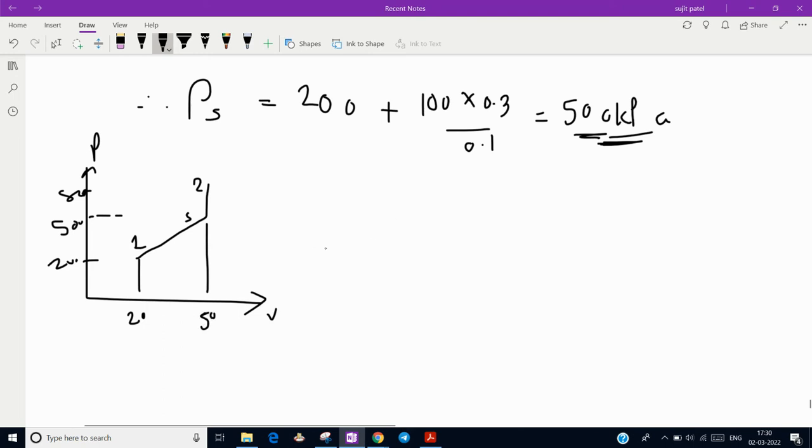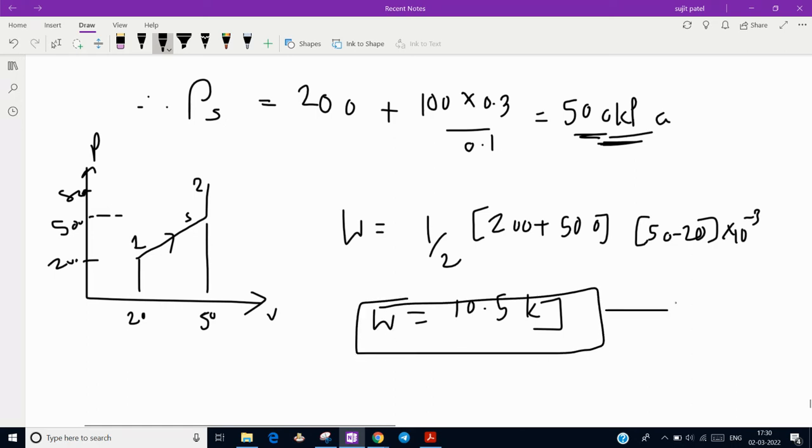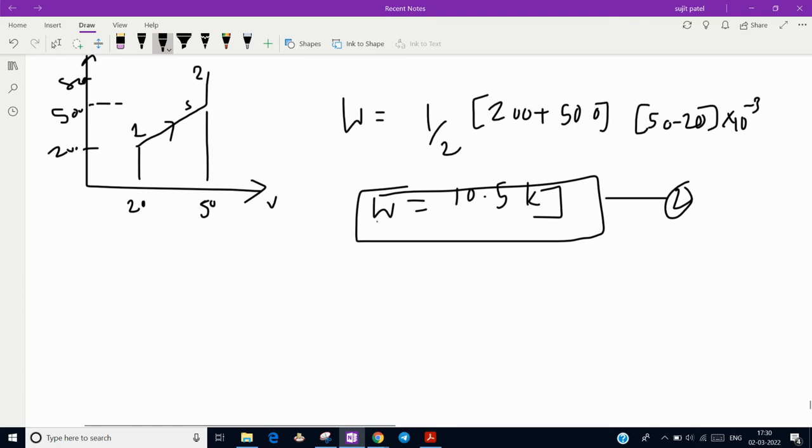So we can find out the work done during this 1 to S process, W, from the graph. 1 by 2 into area of trapezium: 200 plus 500 into 50 minus 20, but it is in liter, so multiply with 10 power minus 3. When you do this, you will get 10.5 kilojoule. W is 10.5 kilojoule. Just say it equation number 2 or result number 2.